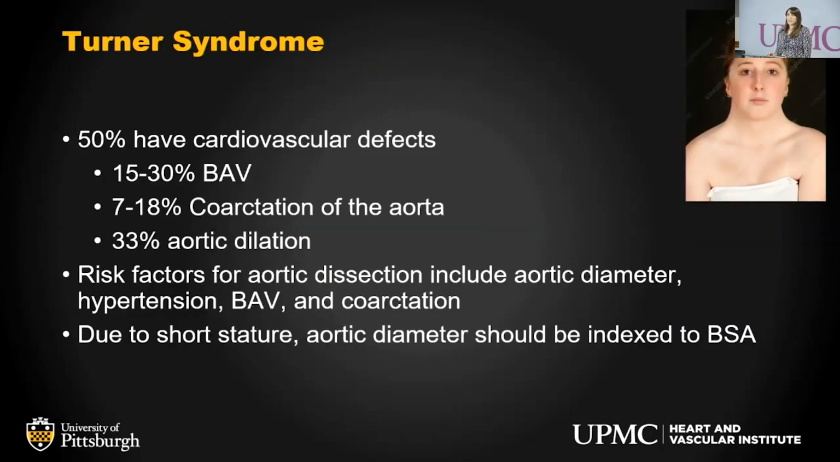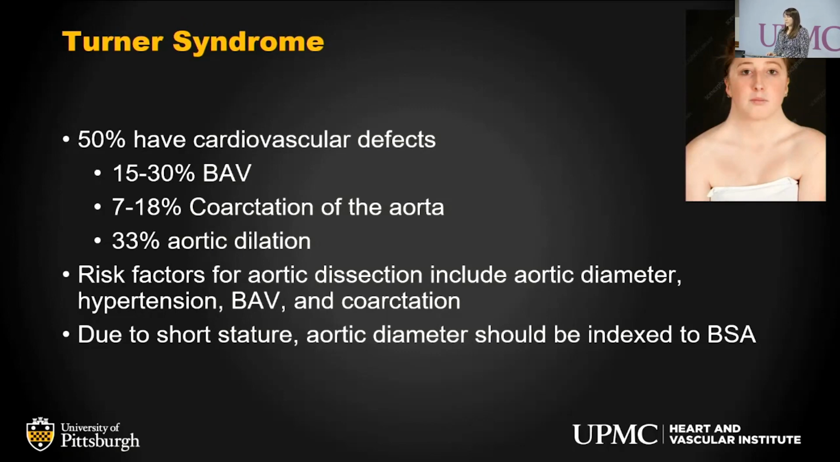Turner syndrome is another inherited condition that can cause cardiovascular defects and aortopathy. This is when a woman is missing one of her X chromosomes, so she's XO instead of XX. About 50% of them will have cardiovascular defects, whether it be a bicuspid valve, coarctation of the aorta, or aortic dilation, and some of them will have all three.